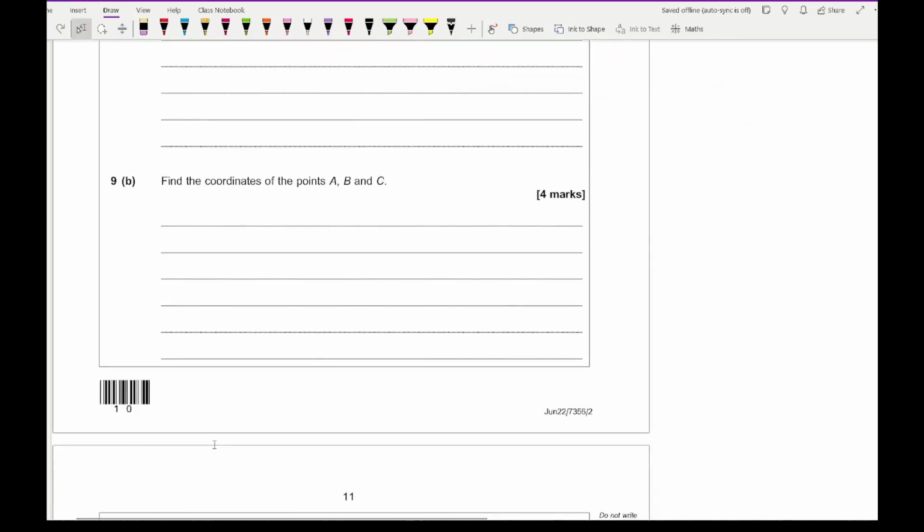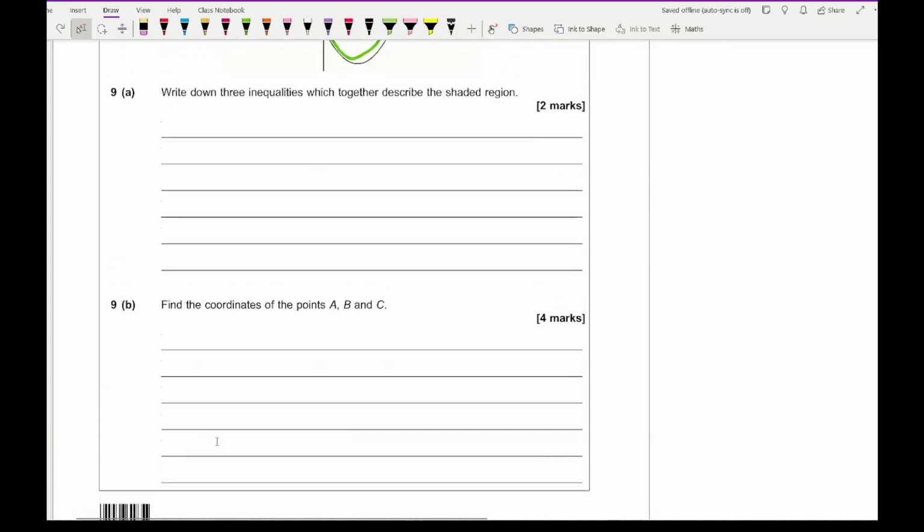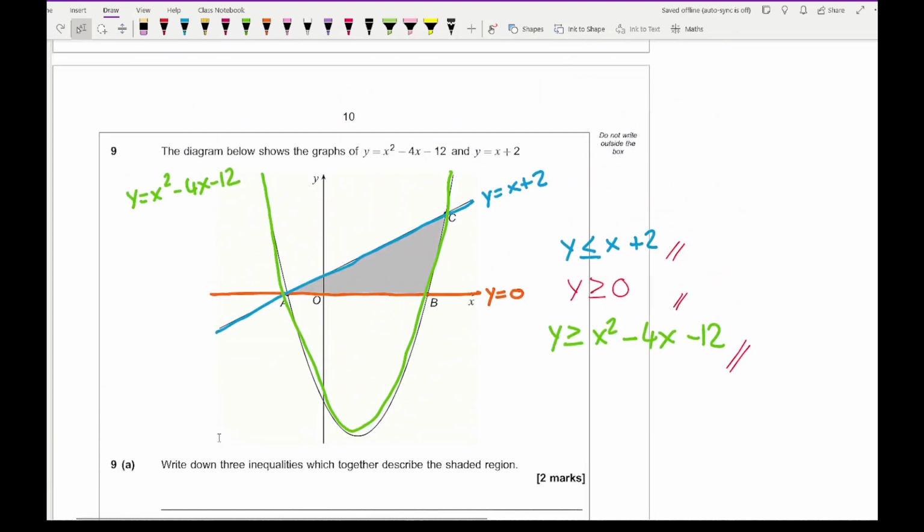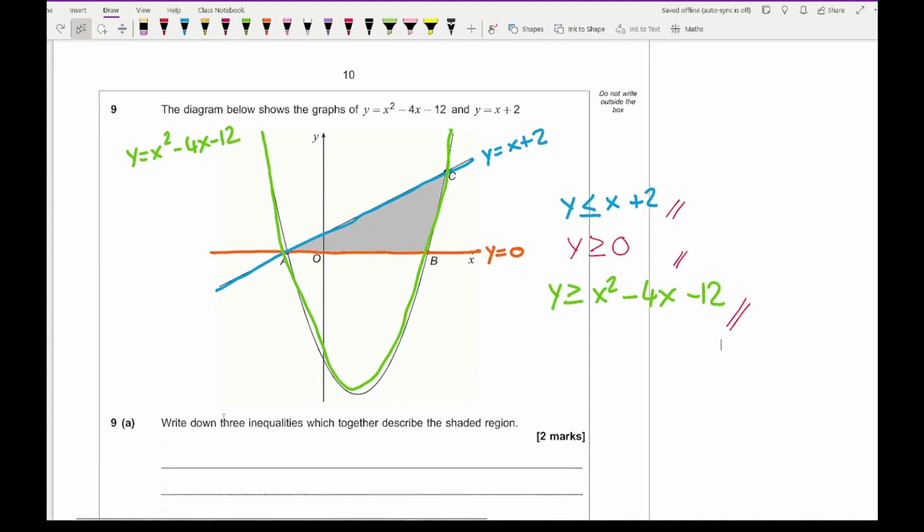Moving on to 9b, it says find the coordinates of A, B and C. So let me just go back to this diagram here.